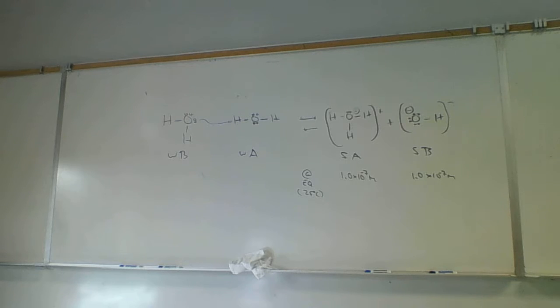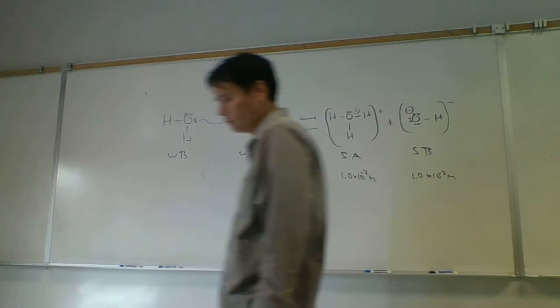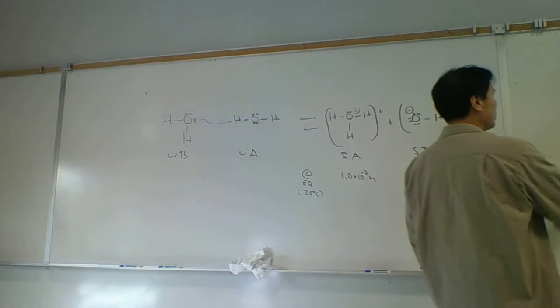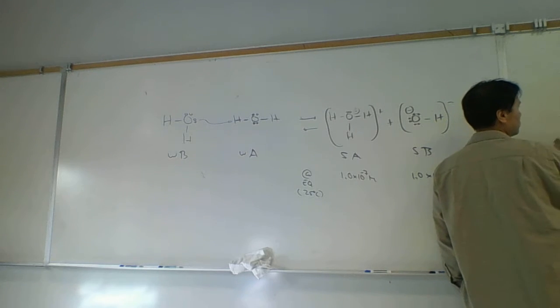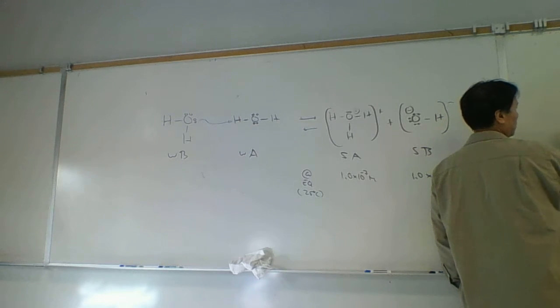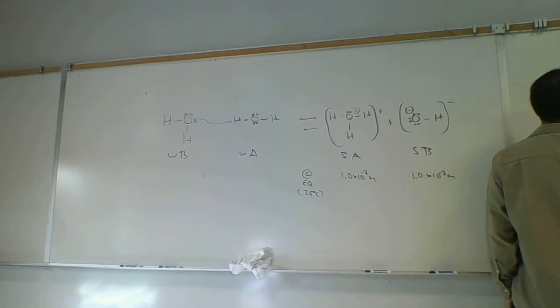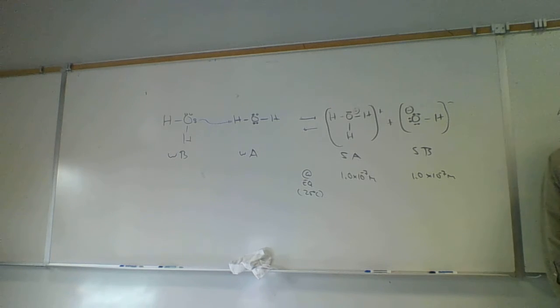Kw is the water autoionization constant, or the water constant, Kw, and this is what it's equal to. That's in pure water. So that's what we see here at 25 degrees C. But it turns out, not just pure water, but all solutions. All other solutions obey this and maintain this constant.